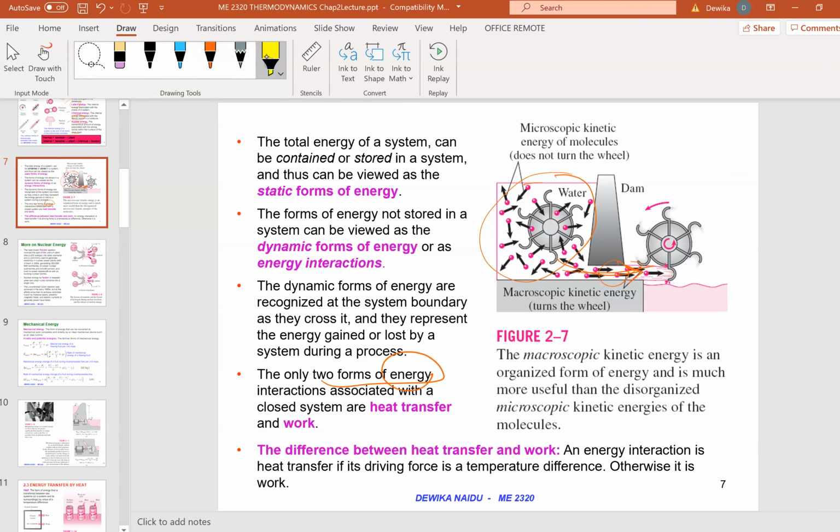Okay, so we have two forms of energy interaction. One is heat transfer and the other is work. Now remember, this is the most important part that you have to memorize. The difference between heat transfer and work is that heat transfer is initiated by the temperature difference. I repeat, heat transfer is initiated by the temperature difference. Anything other than that is work.